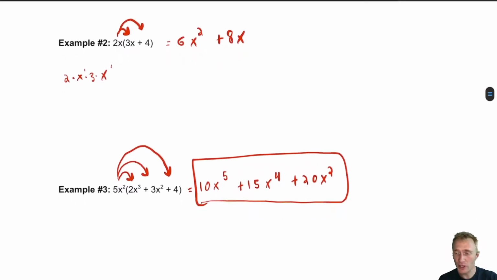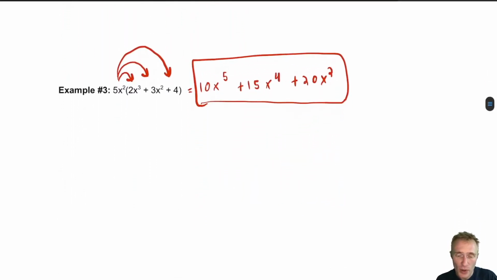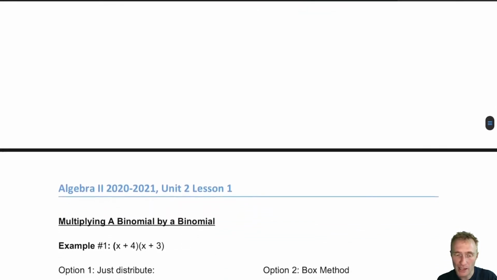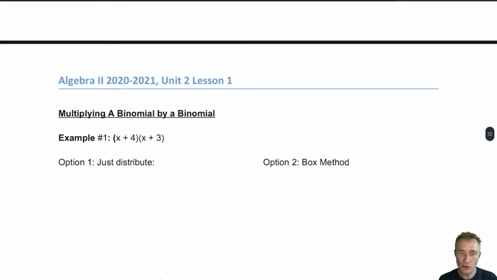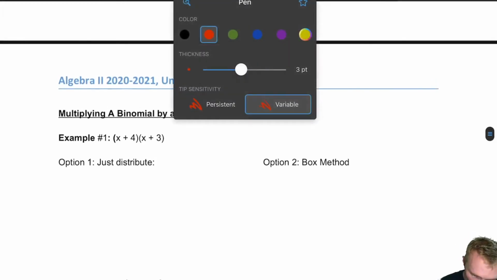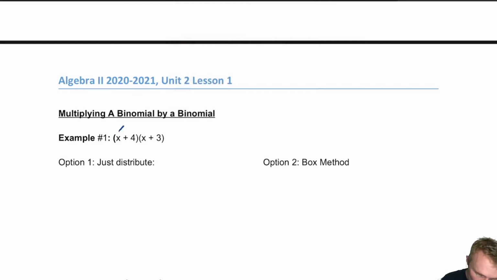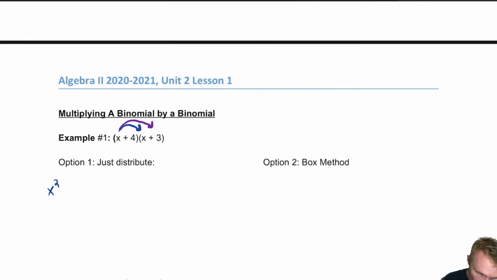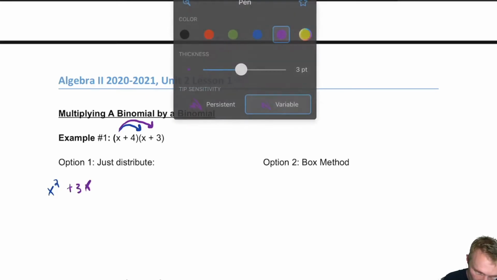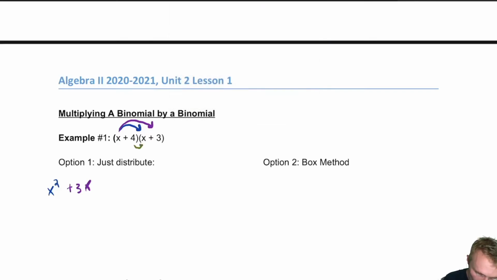Where this gets a little trickier is, say we have, we'll do first, a binomial times a binomial. There's going to be two options here as to how to do this. Option 1, and this works for the easier ones, just distribute. x times x is x squared. x times 3 plus 3x. And if these are all in correct polynomial form, it'll work out nicely. x times 4 plus 4x. 4 times 3 plus 12.